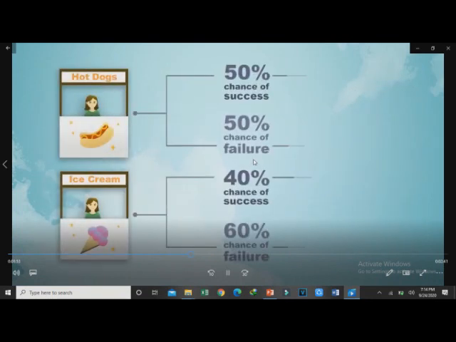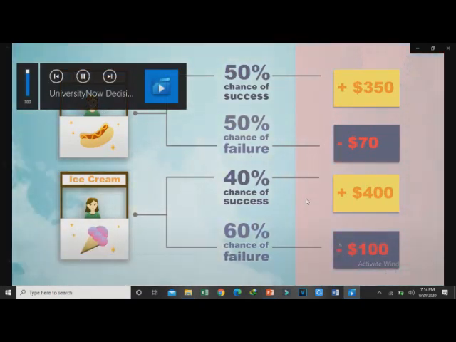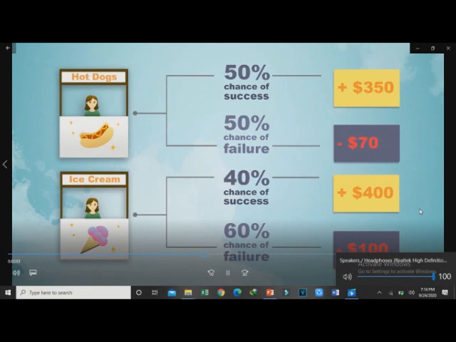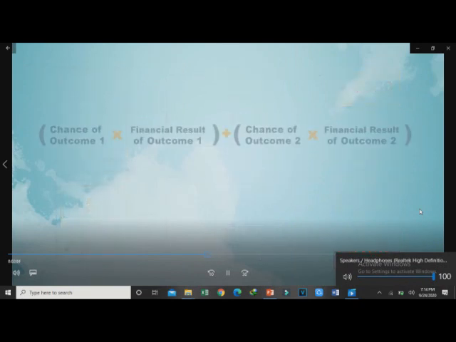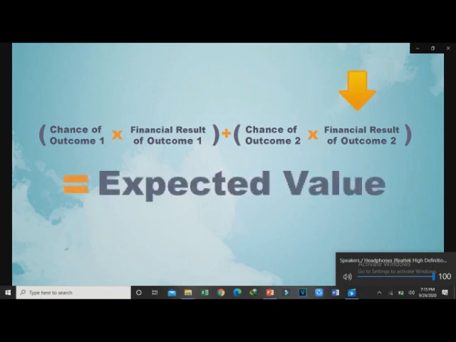Using a decision tree gives you a visual representation of what your choices are and what your potential outcomes are. To make the decision, you can use the following formula. For a given option, the chance of outcome 1 times the financial result of outcome 1 plus the chance of outcome 2 times the financial result of outcome 2 equals a figure called the expected value.